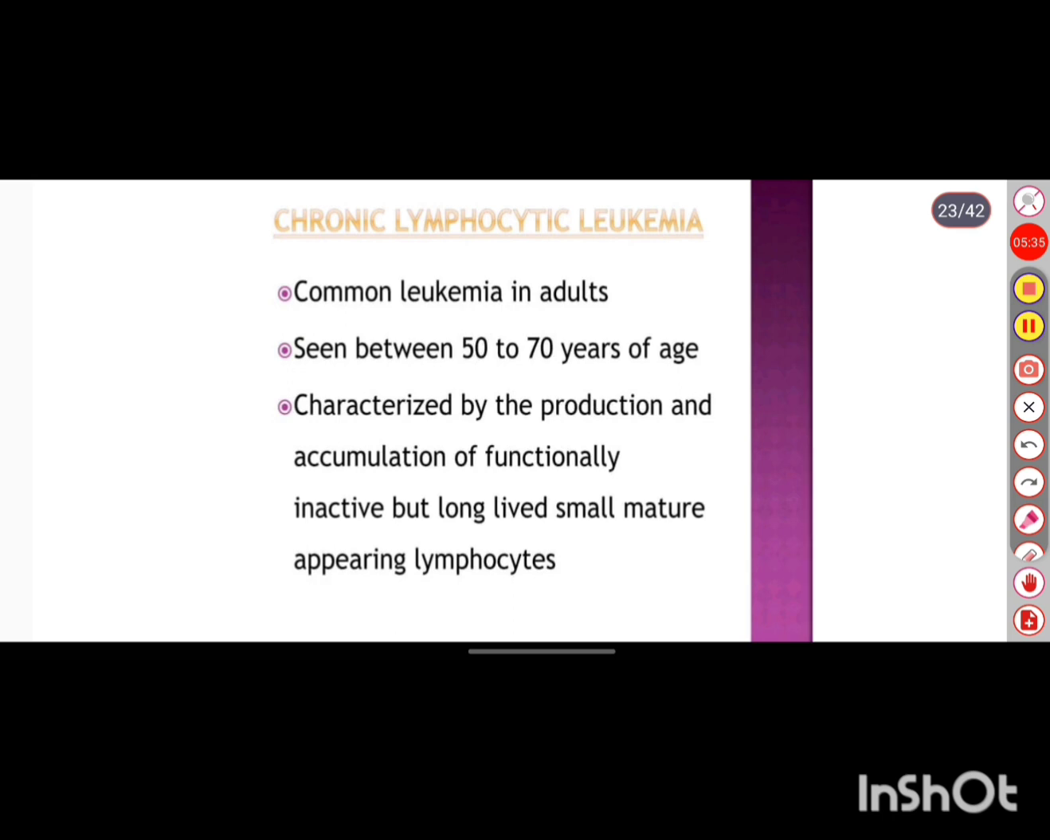Next one is chronic lymphocytic leukemia. This type of leukemia is very common in adults and seen between 50 to 70 years of age. It is usually characterized by production and accumulation of functionally inactive but long-lived small mature appearing lymphocytes.